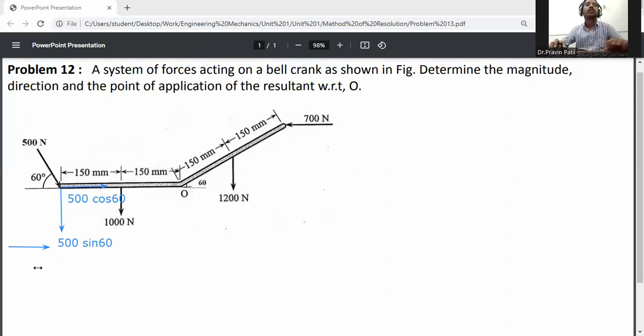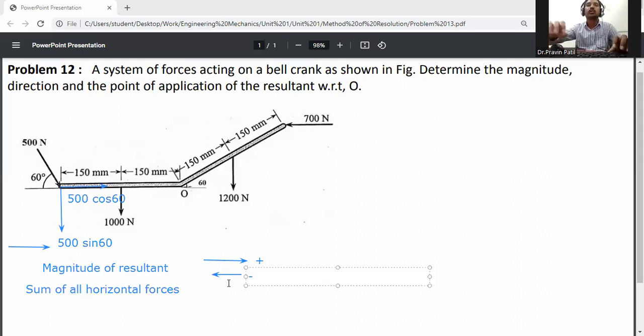Now calculate magnitude of resultant. So for that, first of all, sum of all horizontal forces. So for that assumption, if the direction of force is right side, it will be taken positive. If the direction of force is in left side, then it will be taken negative.